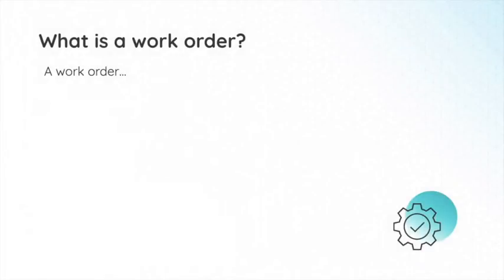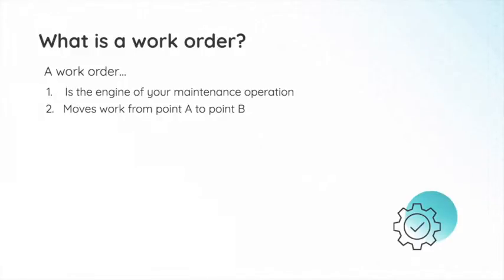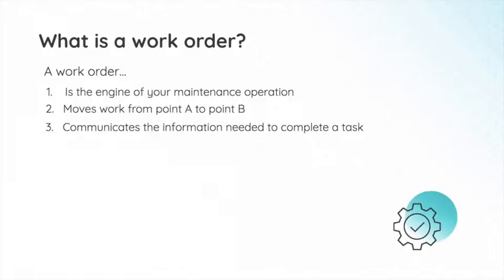Work orders are the engine of your maintenance operation. They power your team and move work from point A to point B. A maintenance work order is essentially a communication tool. It conveys all the information about a repair or investigation so the task can be completed. Work orders help everyone on a maintenance team organize, assign, prioritize, track, and complete tasks as efficiently as possible.